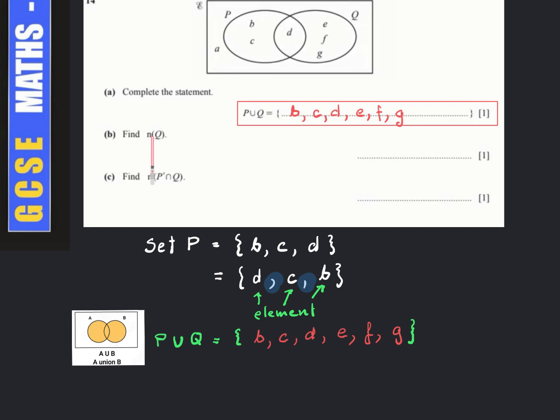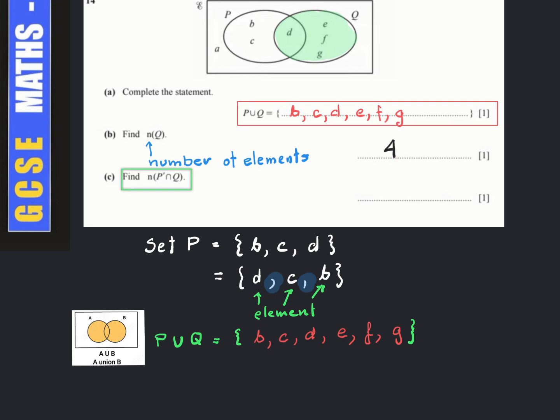Now to find what n(Q) is, you need to find what n stands for. n stands for the number of elements. So we have already defined what an element is. So we're not looking at what the element is, but we're looking at the number of elements. So if we look at set Q, we need to count the number of elements there. So that would be 1, 2, 3, 4. There are 4 elements in there, and we will just write 4. And this is where your mark will come from, by writing just the number 4.